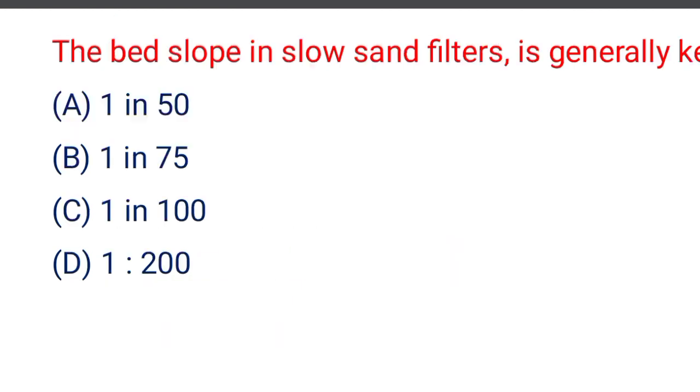Next question, the bed slope in the slow sand filter is generally kept option A 1 in 50, option B 1 in 75, option C 1 in 100, option D 1 in 200. The correct answer is option C 1 in 100.